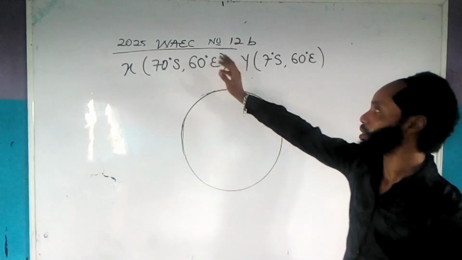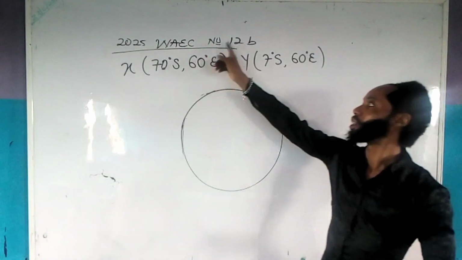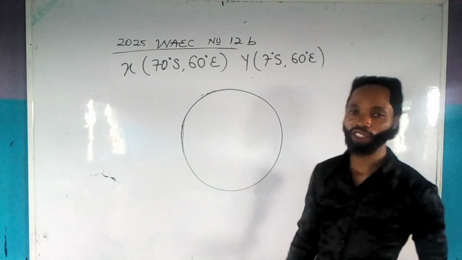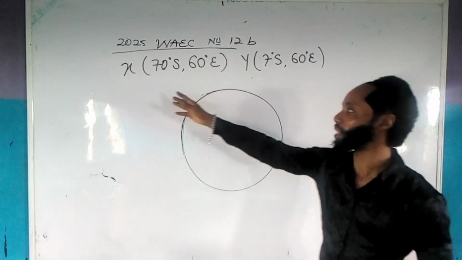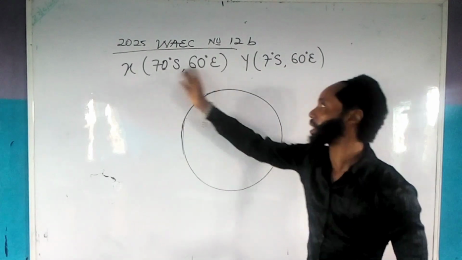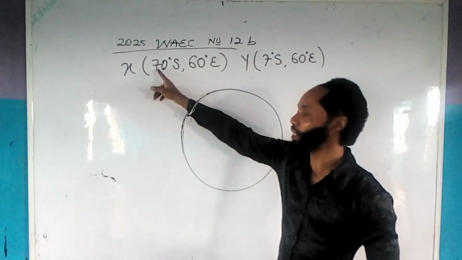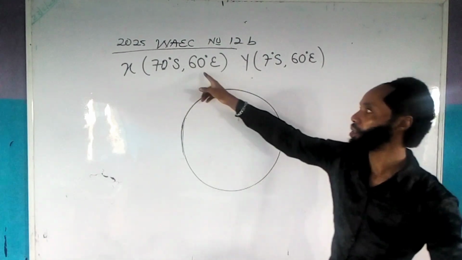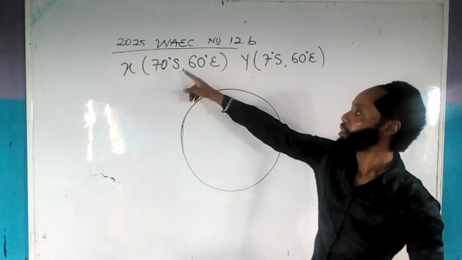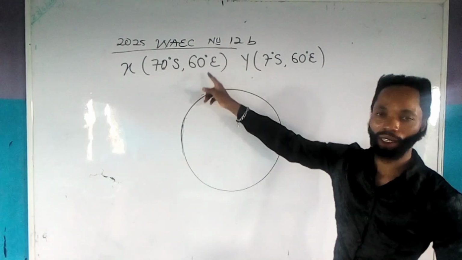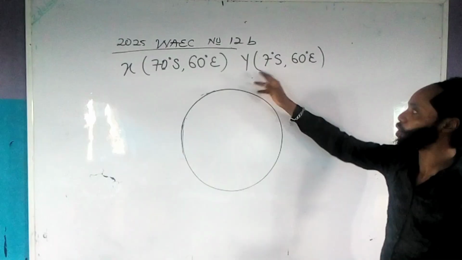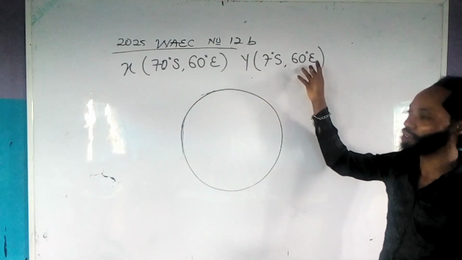Alright, we are asked to solve WAEC number 12b in the theory questions. We're asked to find the distance between X and Y. The first point X is 70 degrees south and 60 degrees east. Then point Y is 7 degrees south and 60 degrees east.